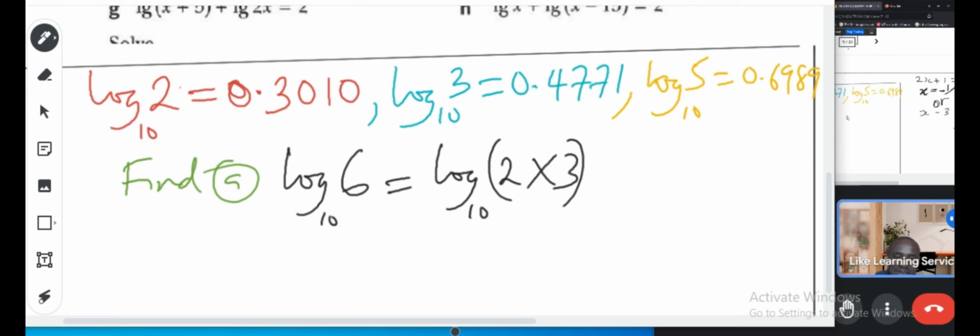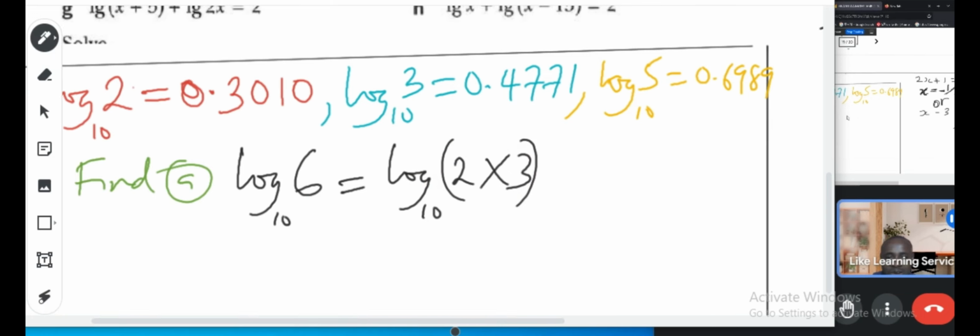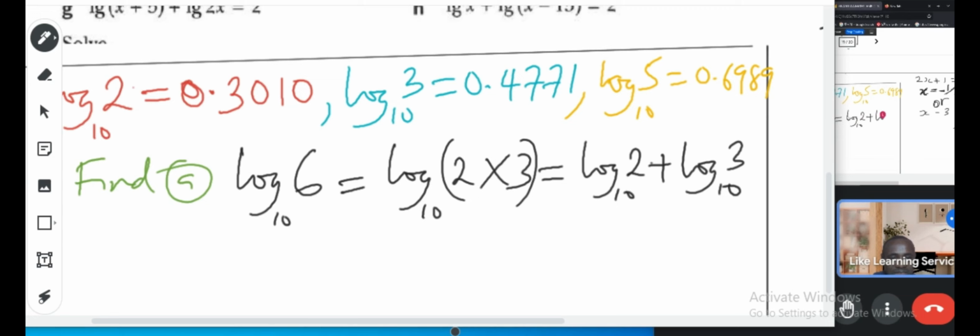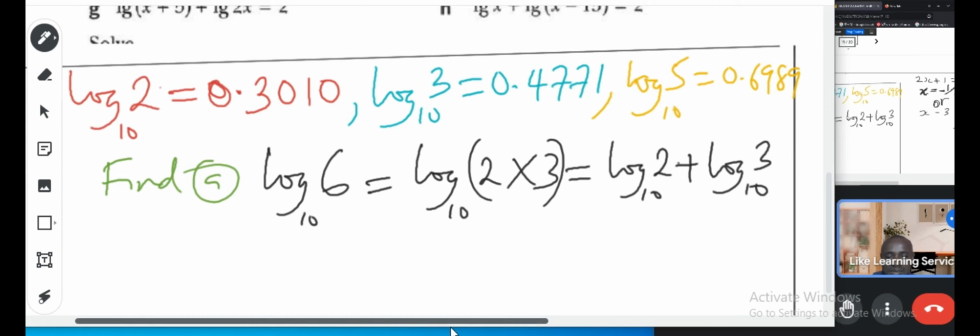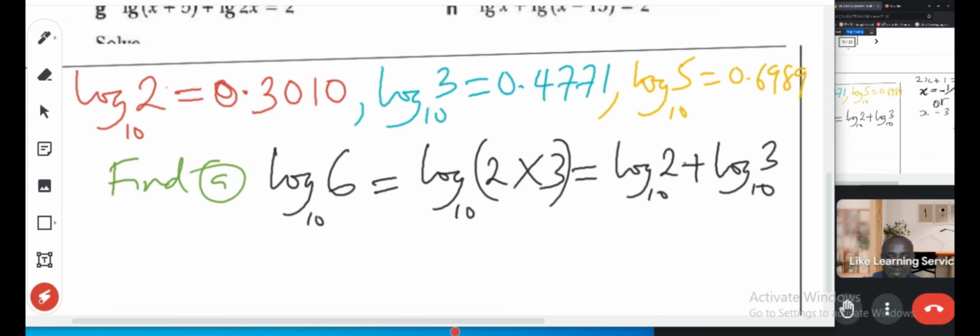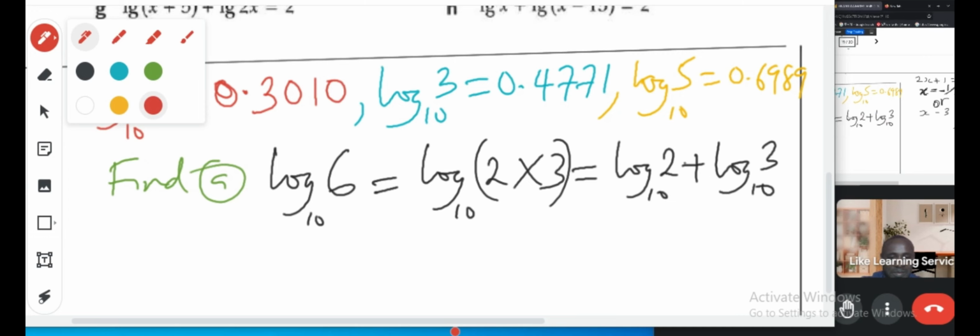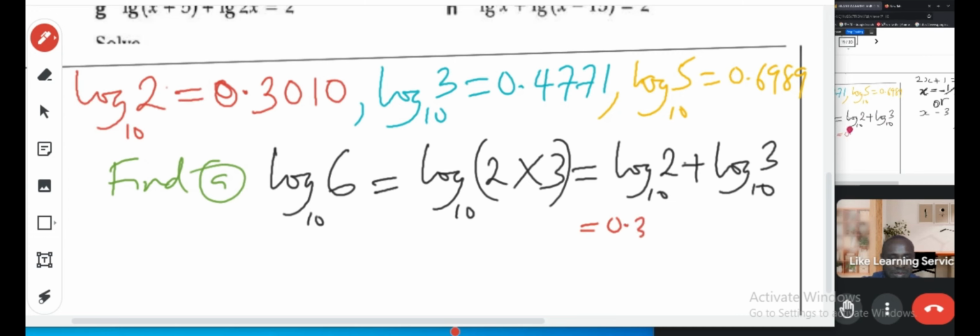Is it not? Did you see what I wrote? Yeah. Log 6 is simply log 2 times 3, which, if you apply the law of logarithm, will be log 2 in base 10 plus log 3 in base 10. Is it not? Yeah. And you have their values. What are their values? 0.3010 plus 0.4771. So in case you see a question like this, it's not a big deal. You can just resolve it.